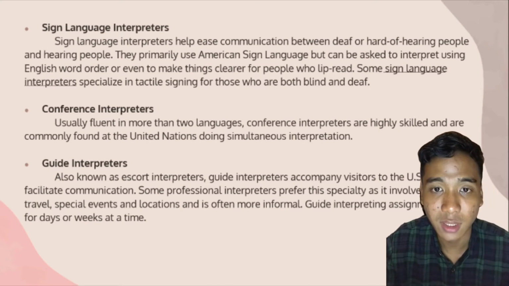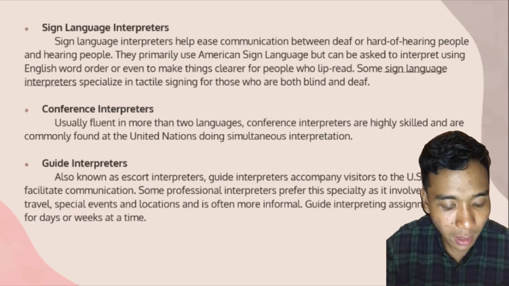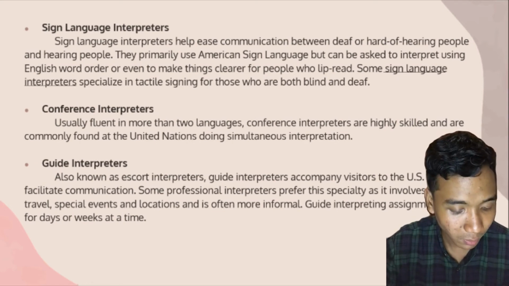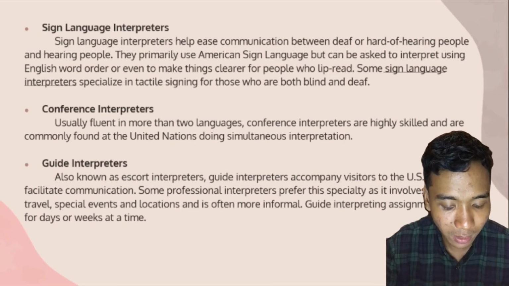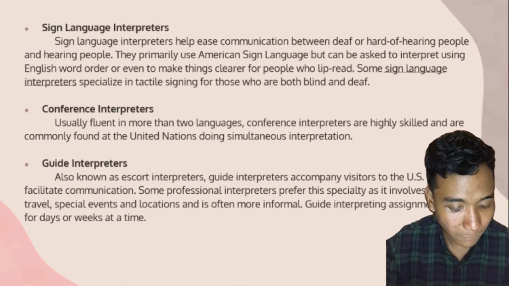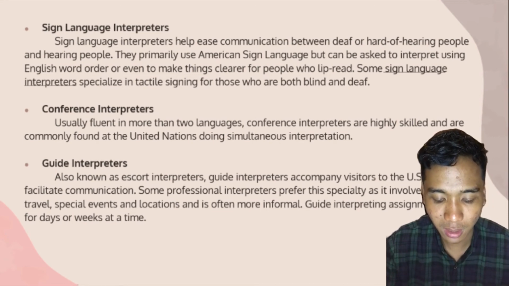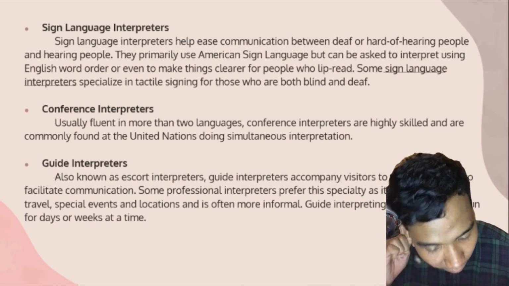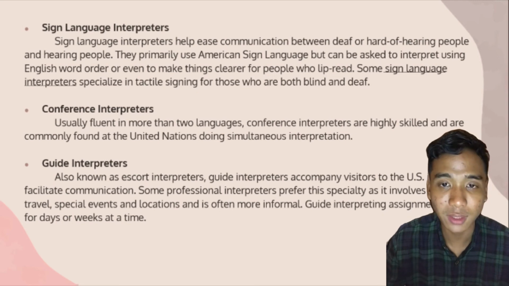And then conference interpreter. Usually fluent in more than 2 languages, conference interpreters are highly skilled and are commonly found at the United Nations doing simultaneous interpreting. And guide interpreter. Also known as escort interpreters, guide interpreters accompany visitors to the US in order to facilitate communication. Some professional interpreters prefer this, especially as it involves frequent travel, special events and locations, and is often more informal. Guide interpreting assignments can run for days or weeks at a time.